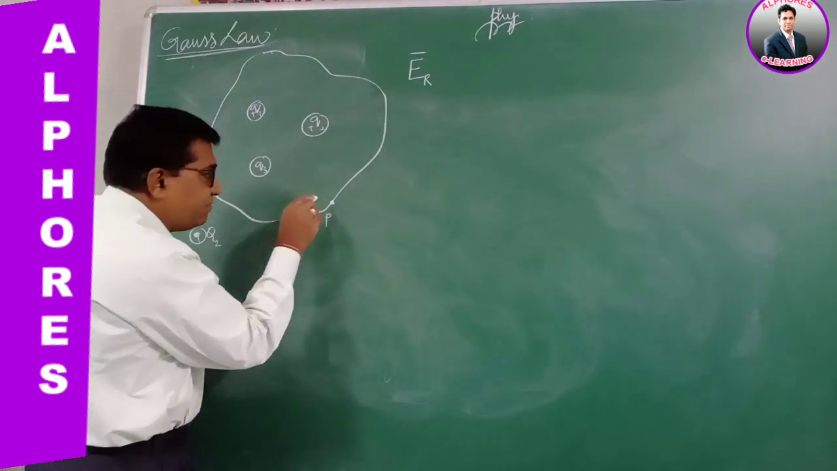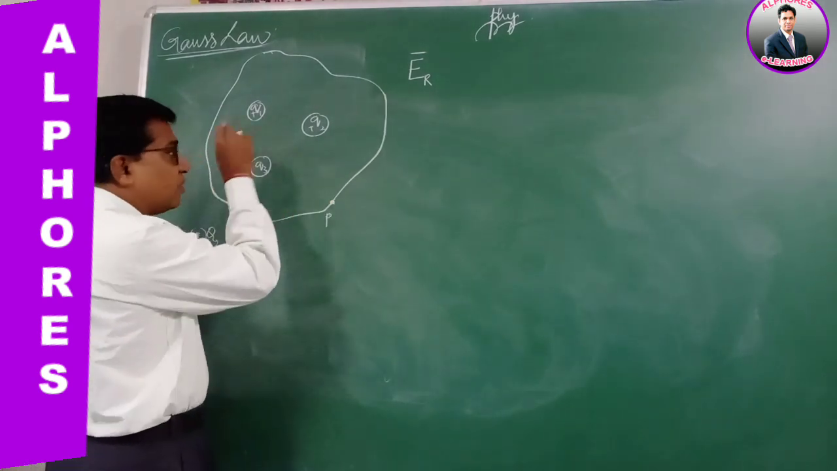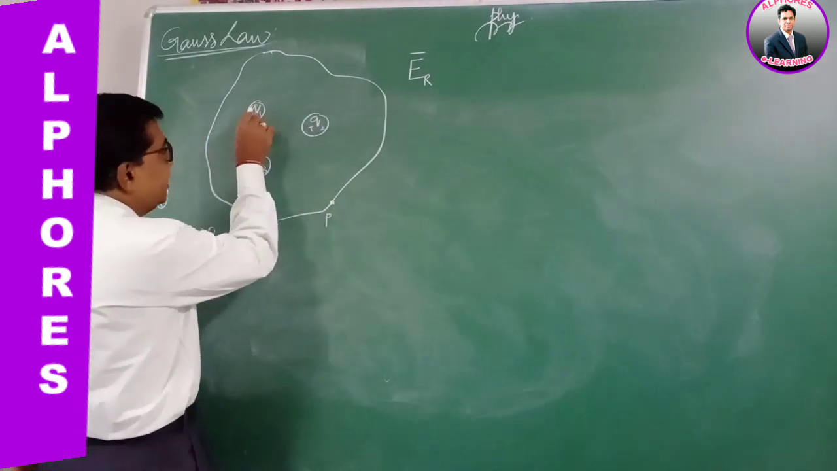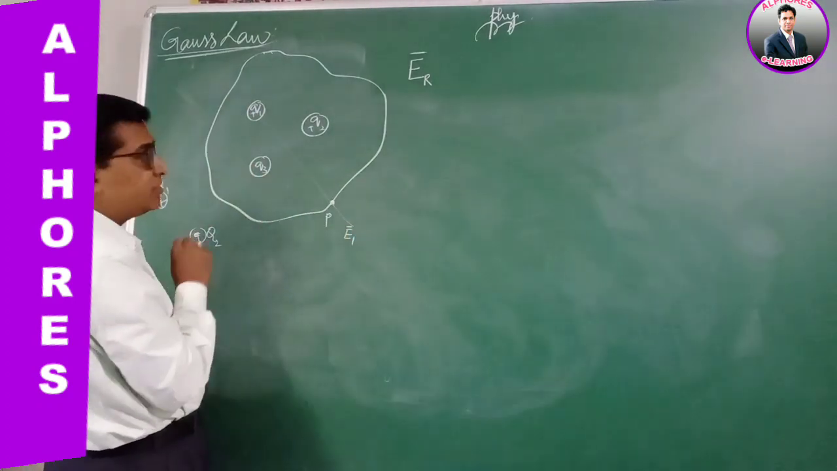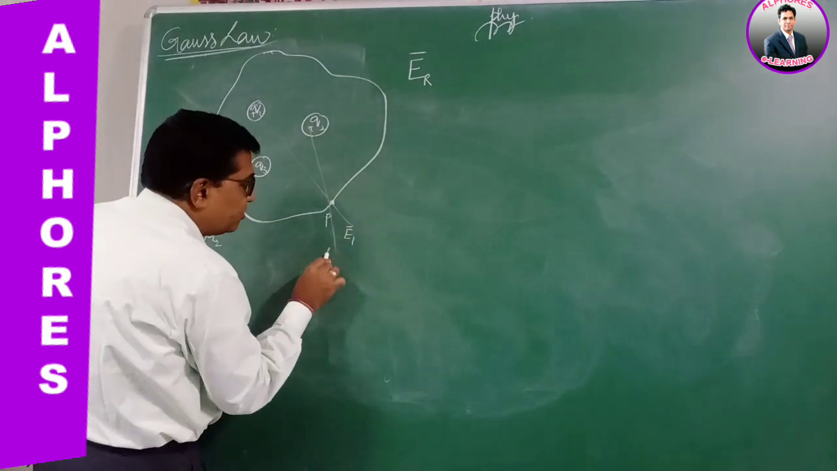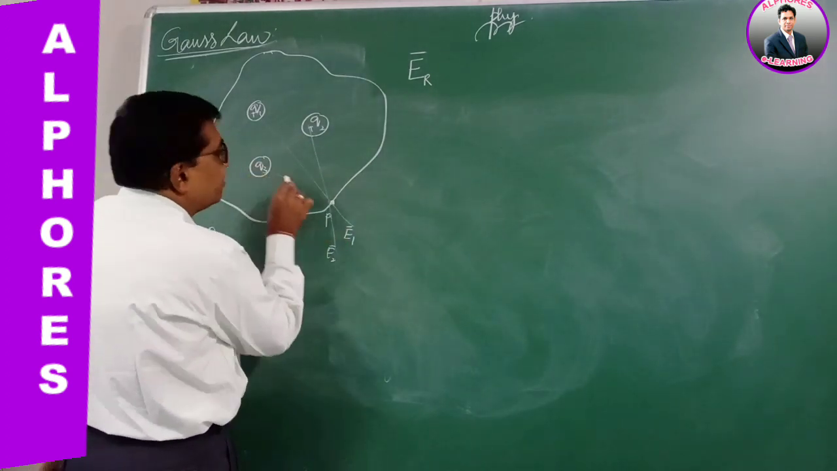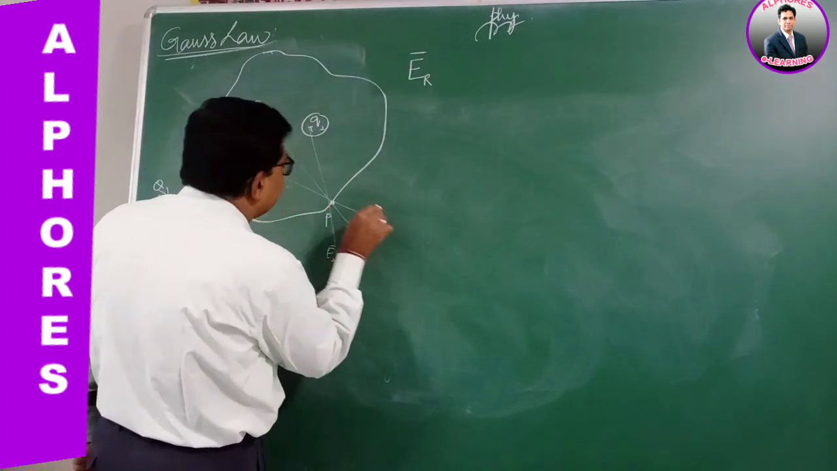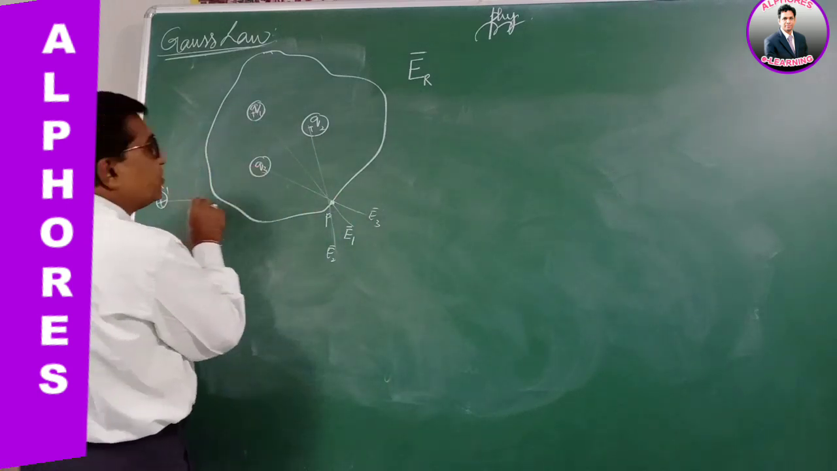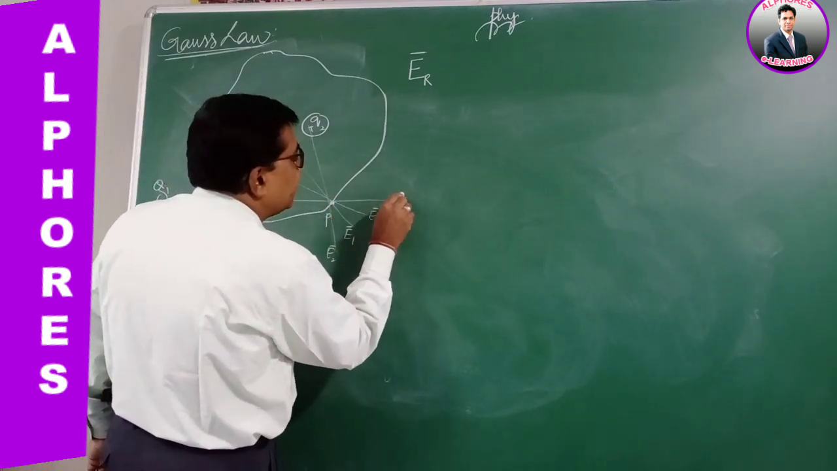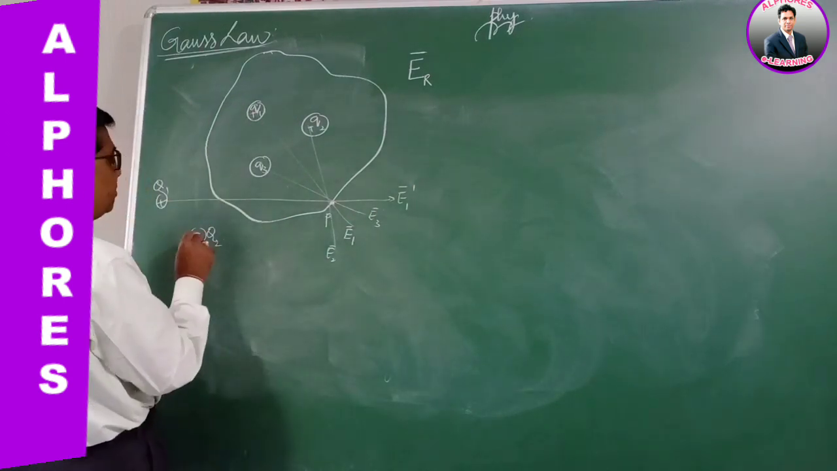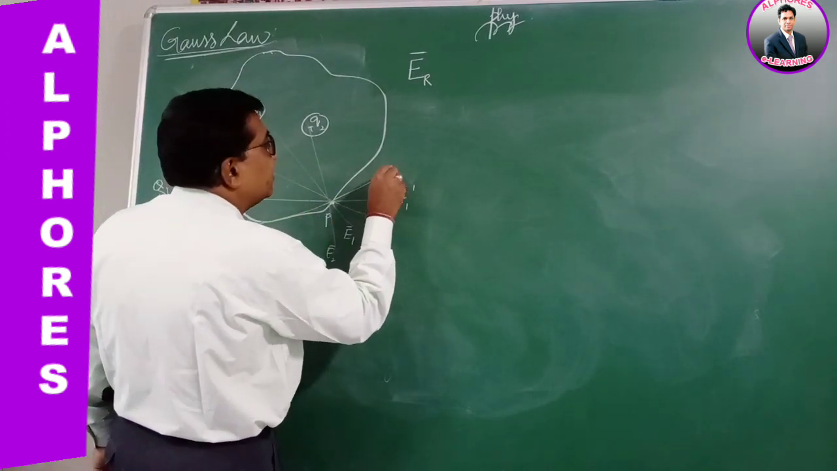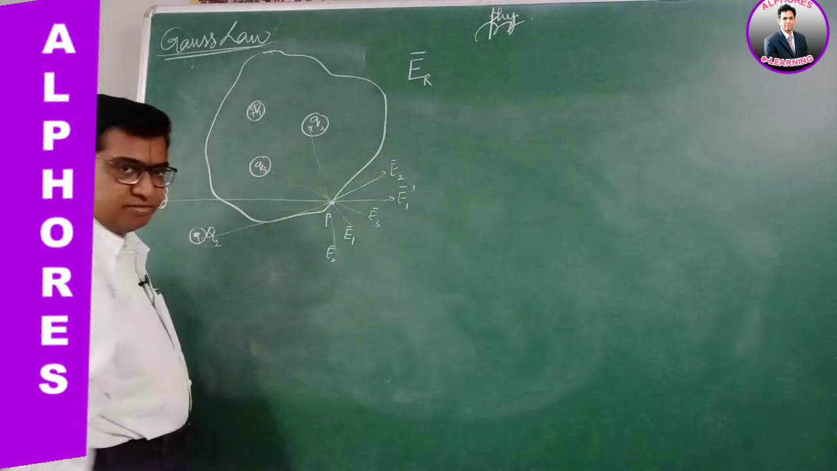So the total field produced here due to all this: let the field produced by charge q1 be E1 bar. The field produced by charge q2 be E2 bar, due to q3 be E3 bar, third charge, and field due to capital Q1 let us consider as E1 dash. Field due to capital Q2 it is E2 dash.